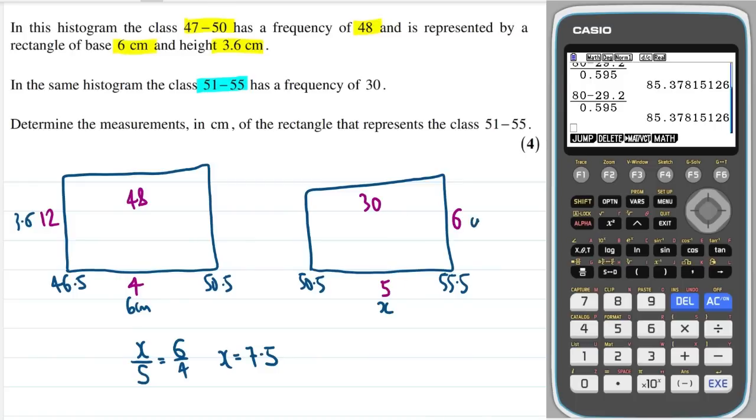And again, the proportions are going to be the same because 3.6 centimetres represents a height of 12. So what represents a height of 6? Well, it's just going to be half of that, isn't it? Because 12 divided by 6 is 2. So y is going to equal 1.8. And that's it done. Base of 7.5 centimetres, height of 1.8 centimetres.